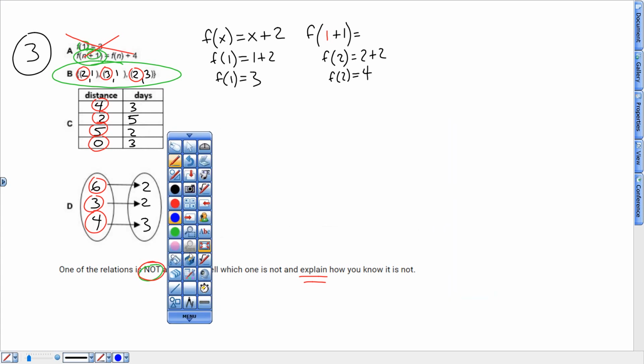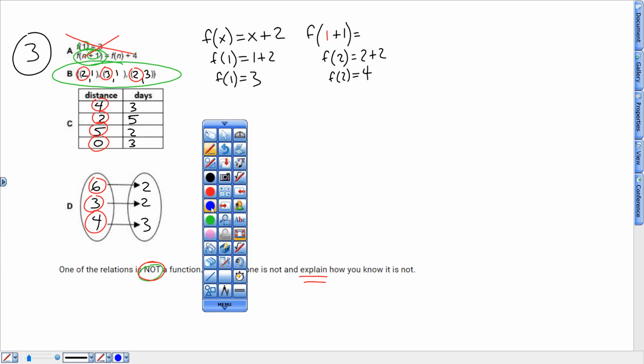What would have made this table be not a function would have been, for example, if I had another maybe 2 right here. And again, that would show me the same 2 spitting out 2 different inputs. That's how a bad table would look. The same input in that column spitting out 2 different outputs.